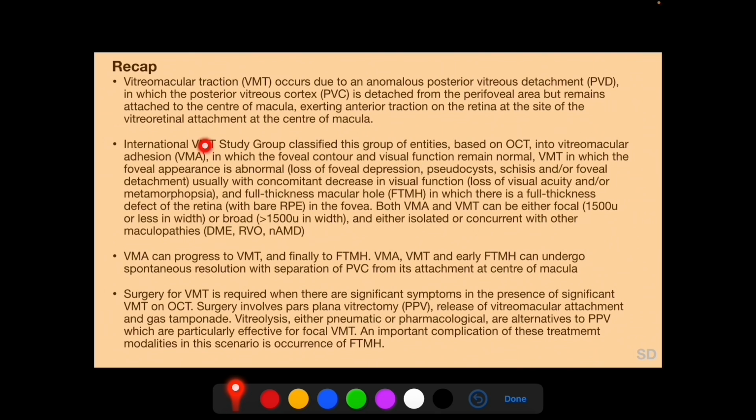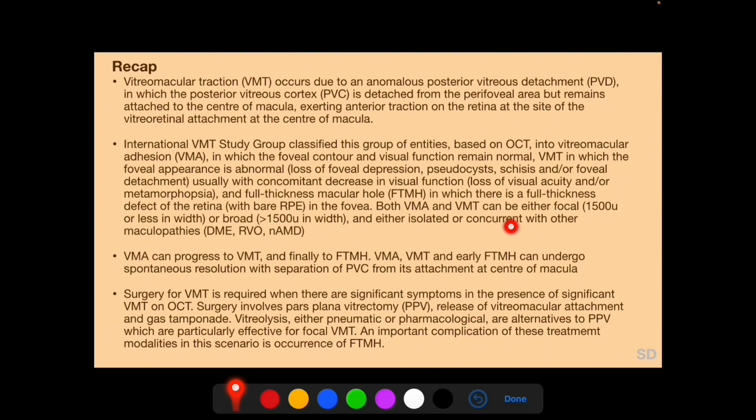International VMT study group classified this group of entities based on OCT into vitreomacular adhesion, in which the foveal contour and visual function remain normal, vitreomacular traction, in which the foveal appearance is abnormal, usually with a concomitant decrease in visual function, and full thickness macular hole, in which there is a full thickness defect of the retina in the foveal region.